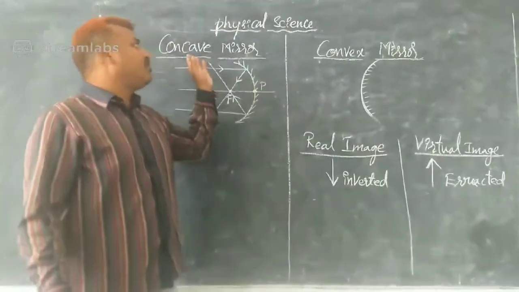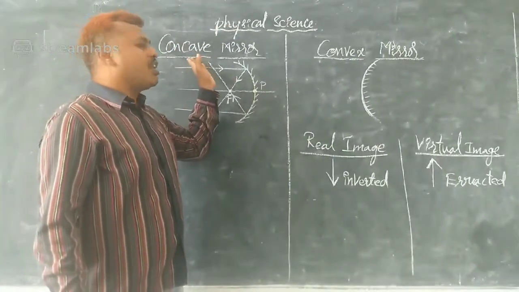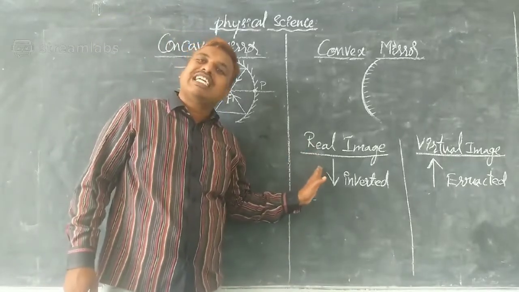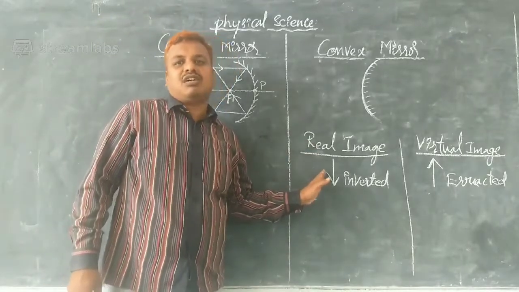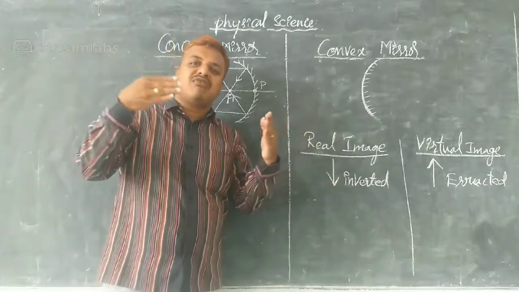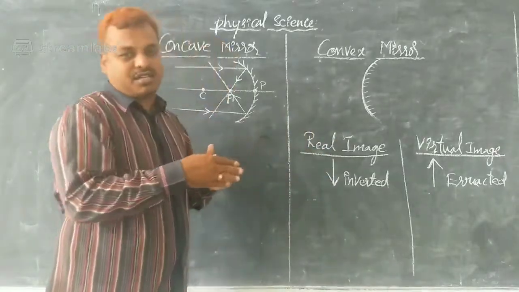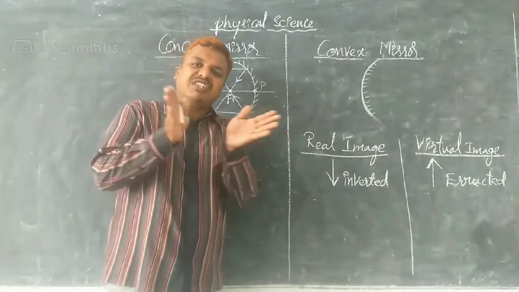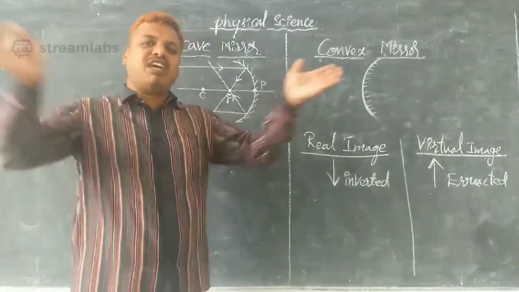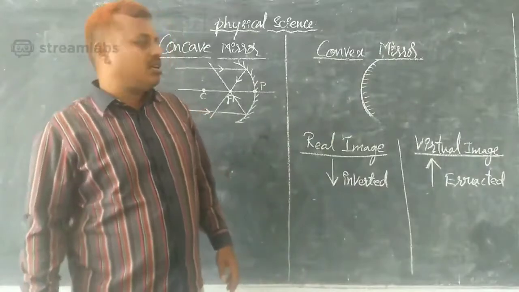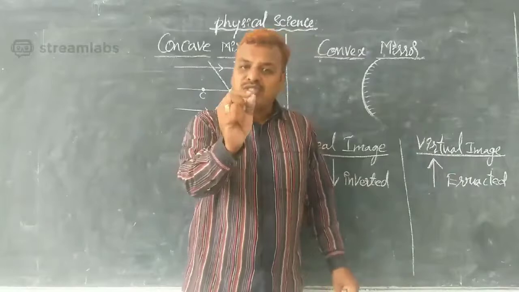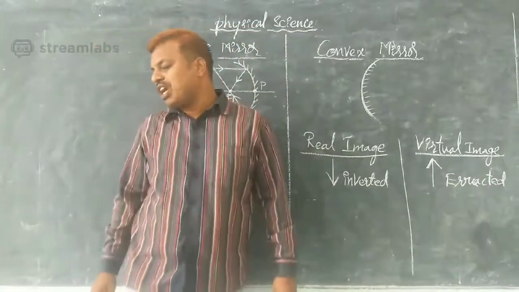So what kind of image is formed in the concave mirror? We get a real image because it is converging. Due to the converging of light rays to one point, we get a real image. Due to the diverging of light rays going away from the pole, it is called a virtual image.